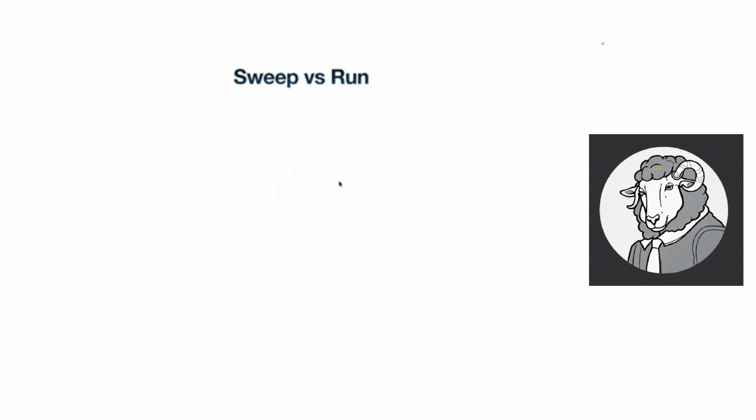Sweep versus run. Whenever we sweep a swing point, that means we are creating a reversal. We are turning around and rejecting, targeting the other side. When we run the high, we are creating a continuation to continue in the same direction.